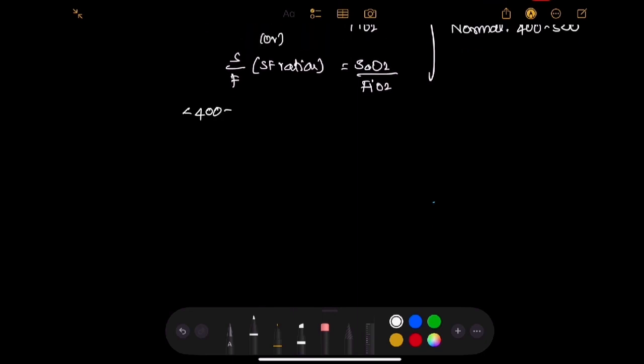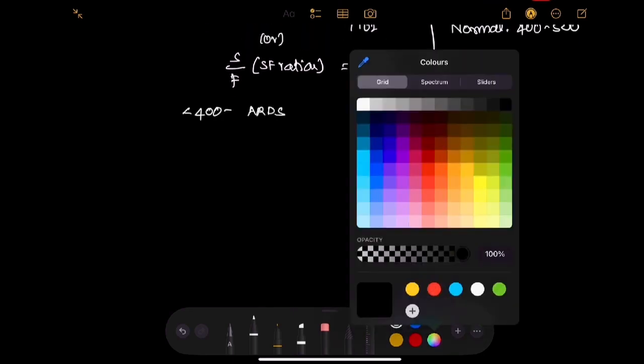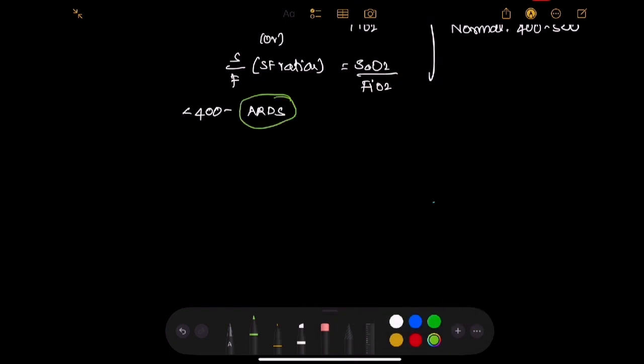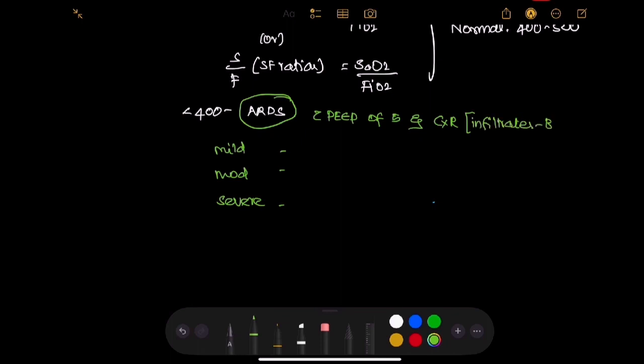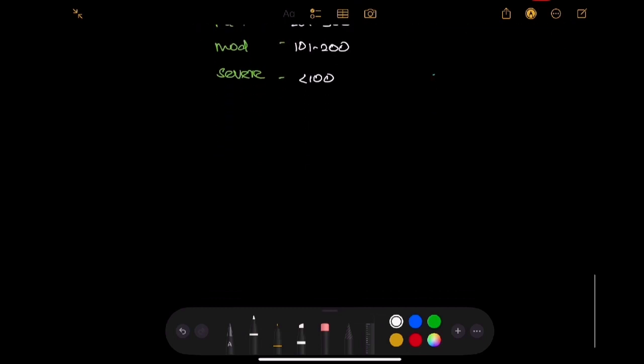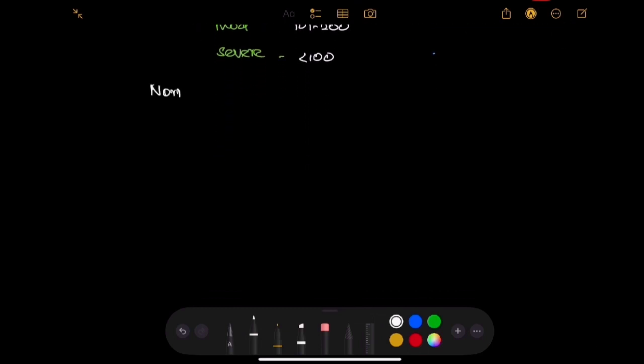It is further categorized into mild, moderate and severe ARDS. Severe ARDS is a PF ratio of less than 100 with bilateral chest infiltrates and PEEP of 5 in ventilatory support. Moderate is 100 to 200, and mild is 200 to 300, with bilateral chest infiltrates with PEEP of 5, after 1 week of the pathological injury causing the ARDS.